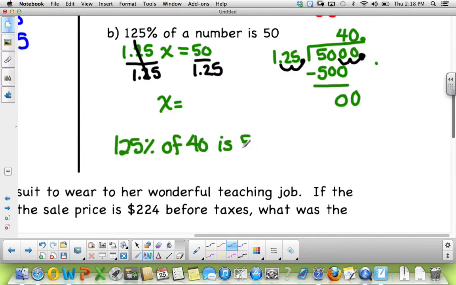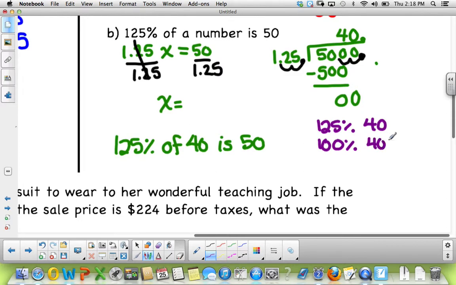is 50. Now let's check that just using some mental math common sense. So 125% of 40, that's the same thing as saying 100% of 40, which is 40. And then 25% of 40, well, you can think 20, 25, or you could just think, what's a fourth? A fourth of 40. Divide that by 4, and you get 10. Or you could break it down like the previous one, and that's 50, which is what we got here. Hope this helps you guys.